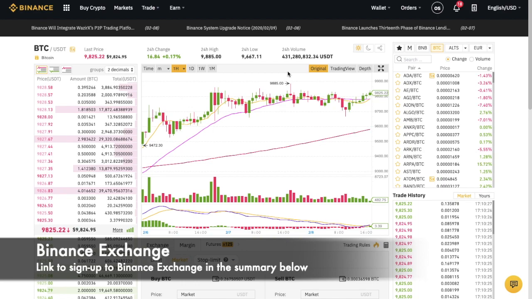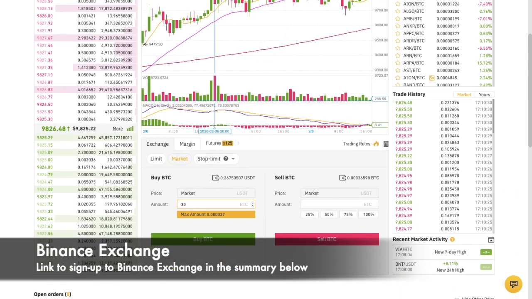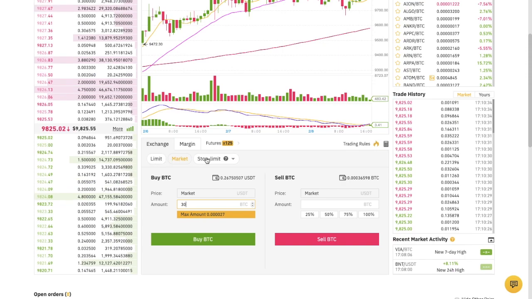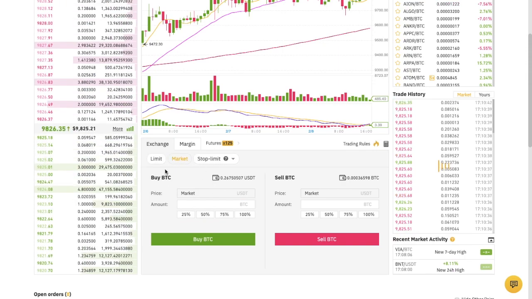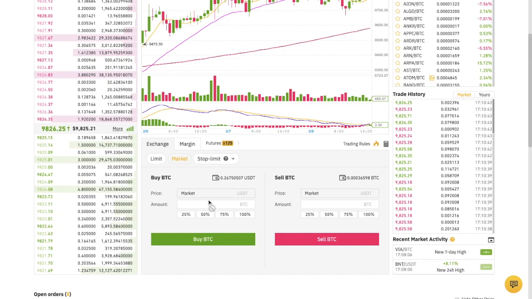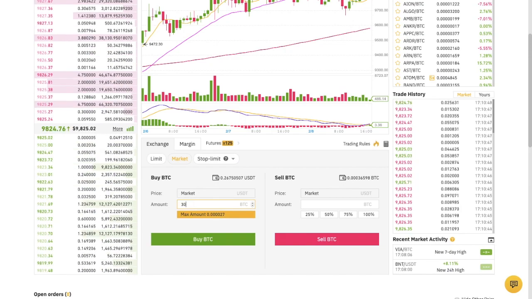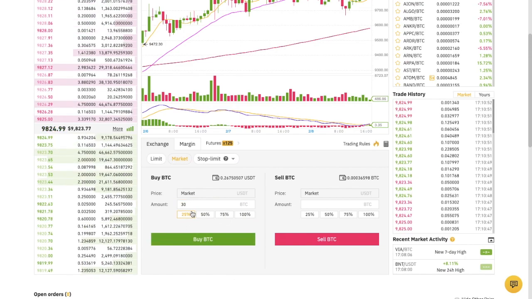Then over on the Binance exchange, if you scroll down under this exchange section here, you'll see that you have limit, market or stop limit orders. So if we select market, you can see here that it's going to take the market price. You then type in the amount that you'd like to purchase and then you would click onto Buy Bitcoin.